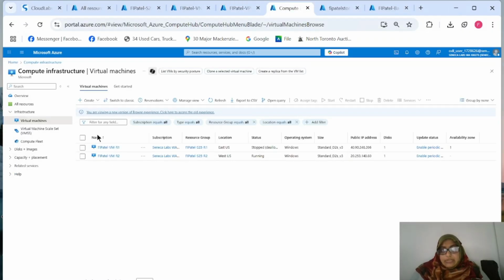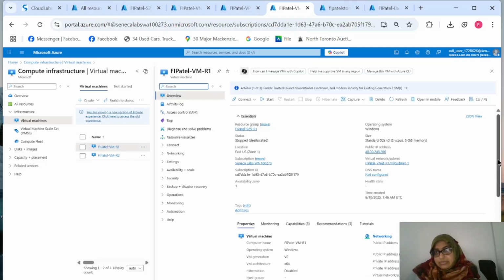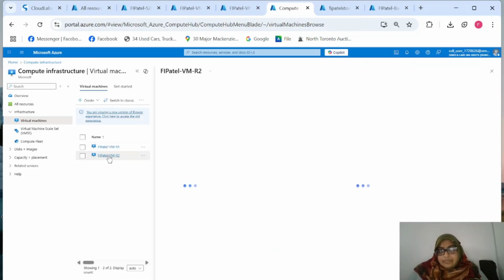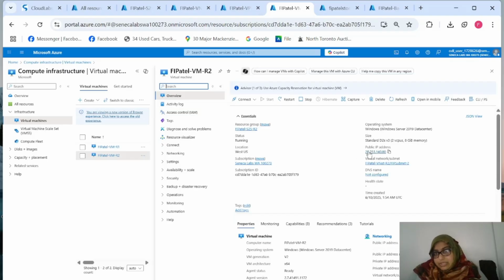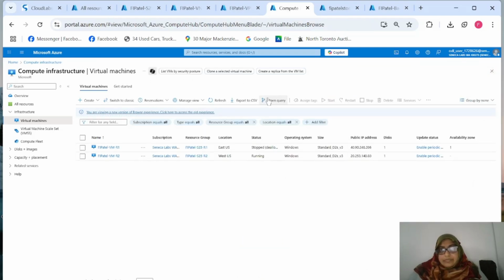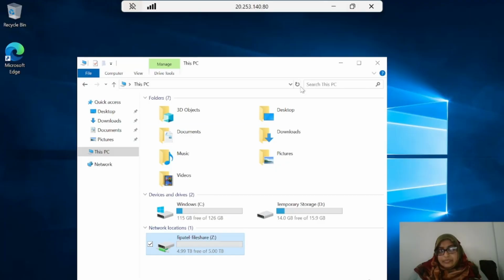Okay, and these are my two virtual machines. This is my VM1. This is the public IP, and this is my assigned IP address. This is my VM2 public IP, and the assigned IP address. Okay, now I'll be connecting to VM2. Okay, this is the VM2.